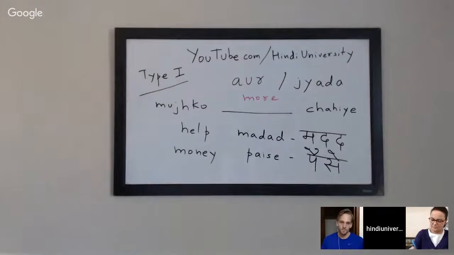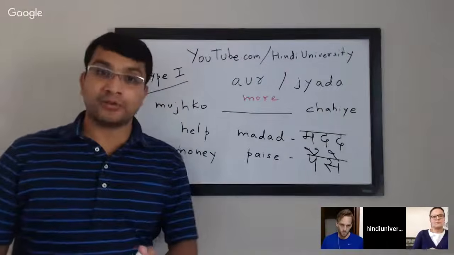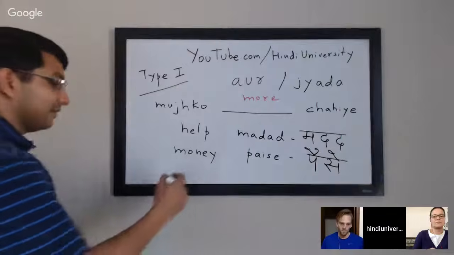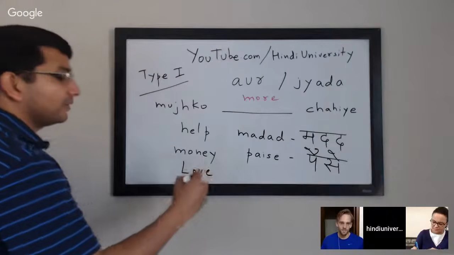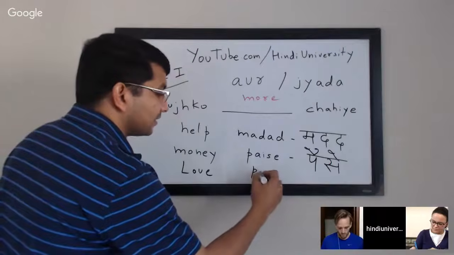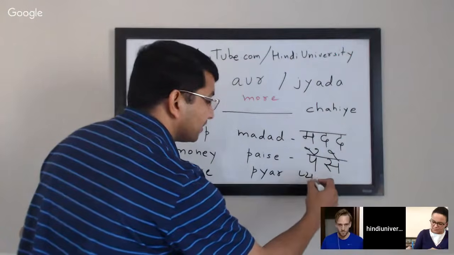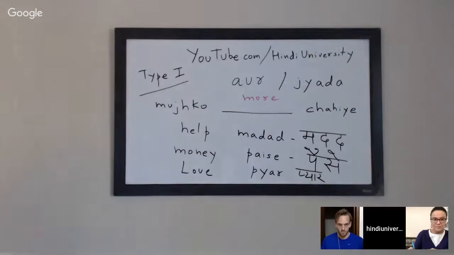Okay, so that's all fair. You can even use it for some of the abstract nouns like मुझको प्यार चाहिए. I need love. So that's also fair. Okay, so मुझको, and that's nothing but love, and that's प्यार in Hindi. So मुझको प्यार चाहिए. Okay.